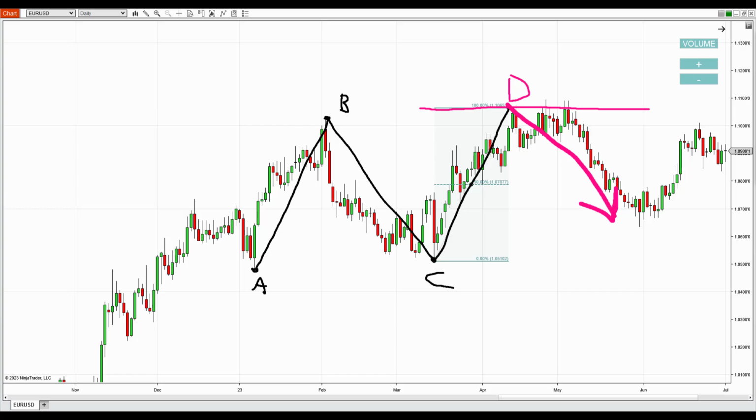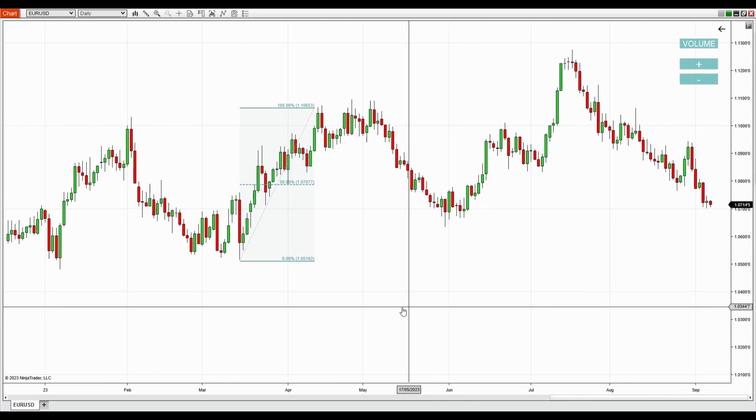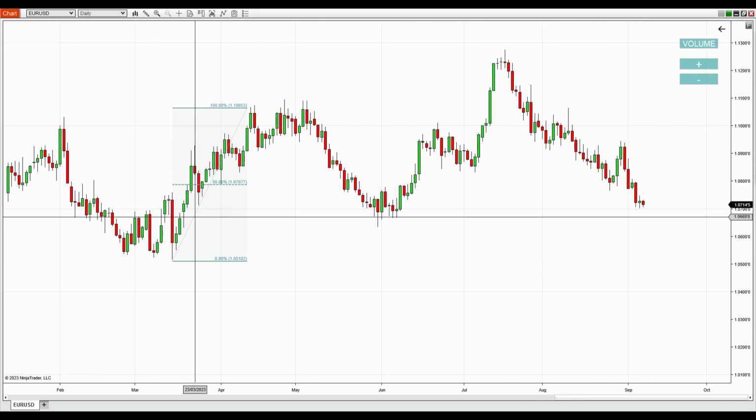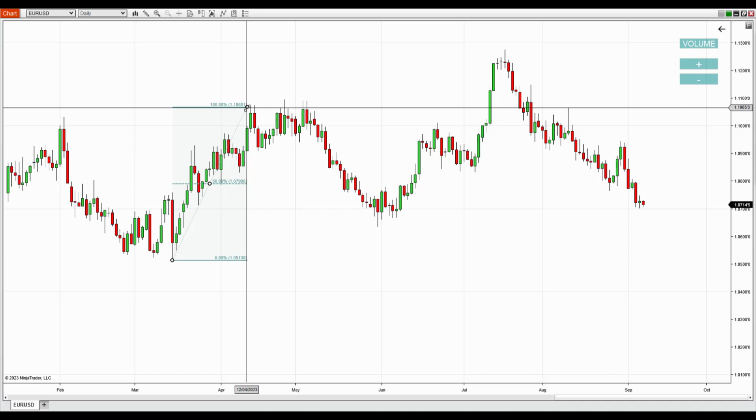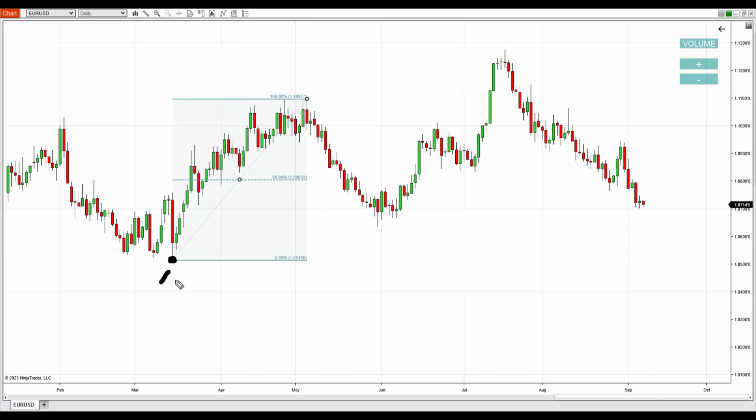All right, now coming to the next one. That's the one which I've already showed you, so I'll do this one quick. Point A, point B, this is point C. So price goes from A to B, then point C, then starts going upwards.